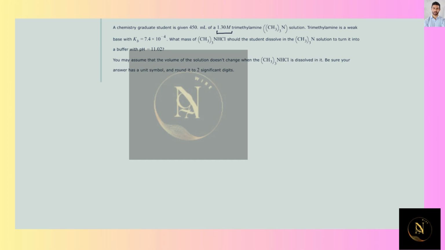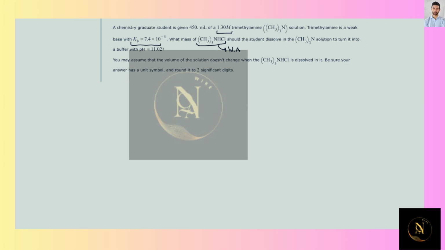So over here, a chemistry student is given 450 milliliters of a 1.3 molar trimethylamine solution, and this is going to be a weak base with the corresponding value. What mass of the associated conjugate acid, or the weak acid that we're going to have, should the student dissolve in the solution to turn it into a buffer with pH equal 11.02?